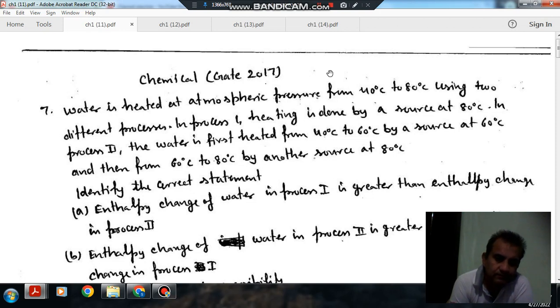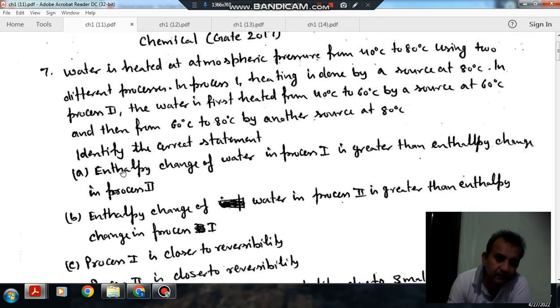Question number 7, as per sequence in question paper, is: water is heated at atmospheric pressure from 40 degrees Celsius to 80 degrees Celsius using two different processes. In process 1, heating is done by a source at 80 degrees Celsius. In process 2, the water is first heated from 40 degrees Celsius to 60 degrees Celsius by a source at 60 degrees Celsius. Then from 60 degrees Celsius to 80 degrees Celsius by another source at 80 degrees Celsius.